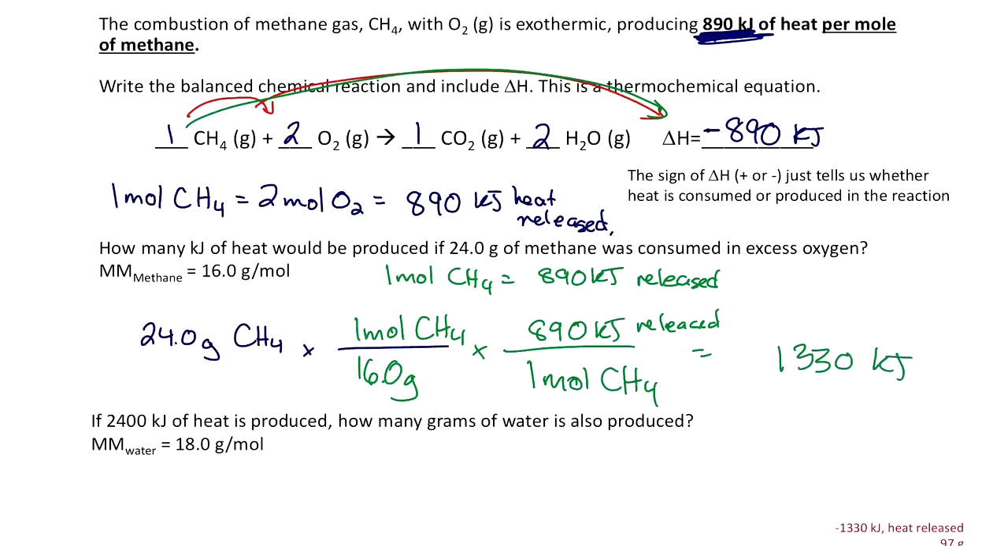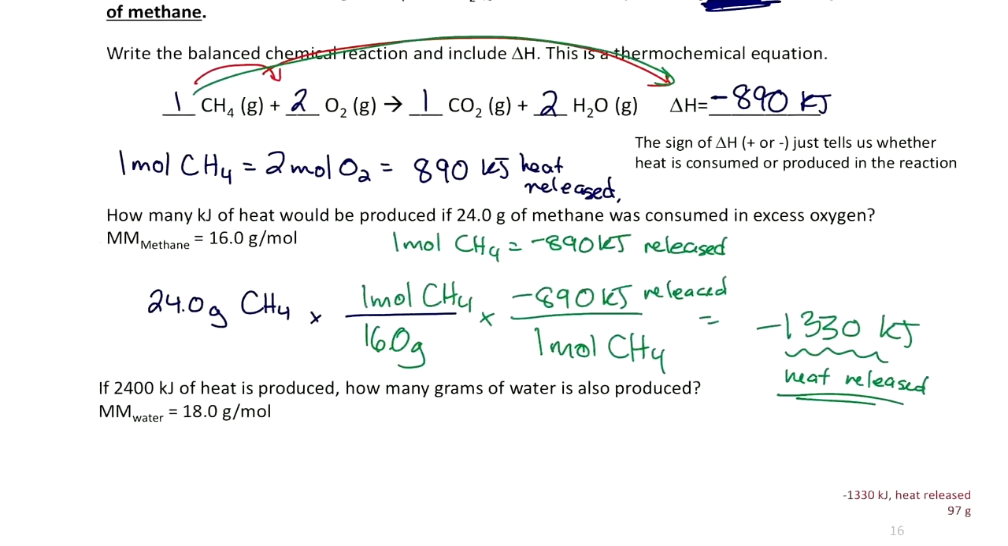1330 kilojoules. Or you could put the negative sign, which I guess is what my key has here. And then that negative sign implies that the heat is released in this case. That's exothermic. We know this because this is a combustion reaction. So let's do another one.